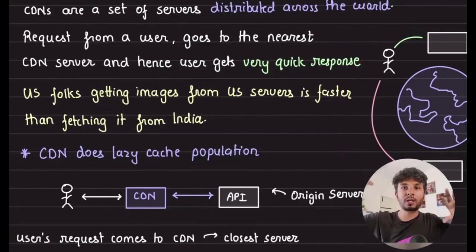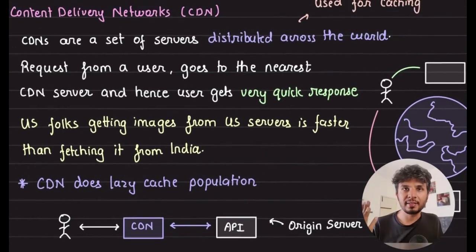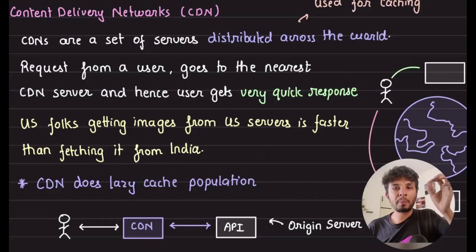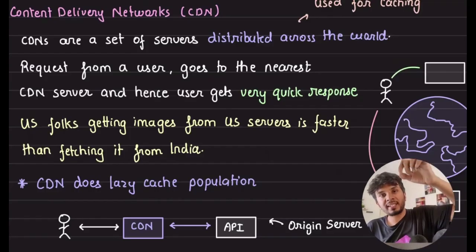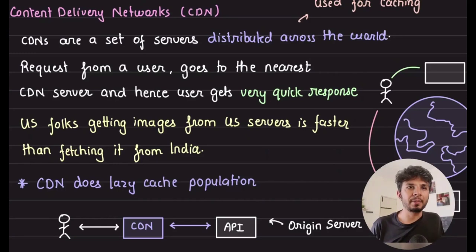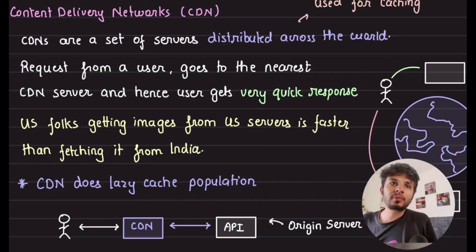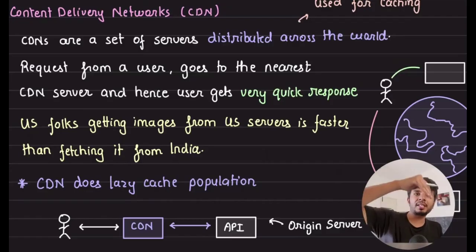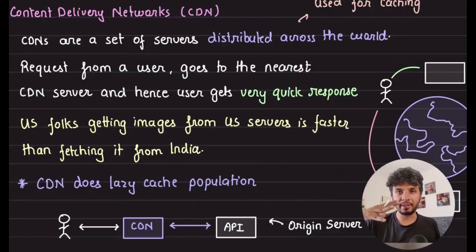CDNs are distributed across the world, and the idea is very interesting: if a user from a particular geography makes a request, this request should go to the nearest CDN server. Simple. For example, US folks getting images from a US server is much faster than fetching them from India.